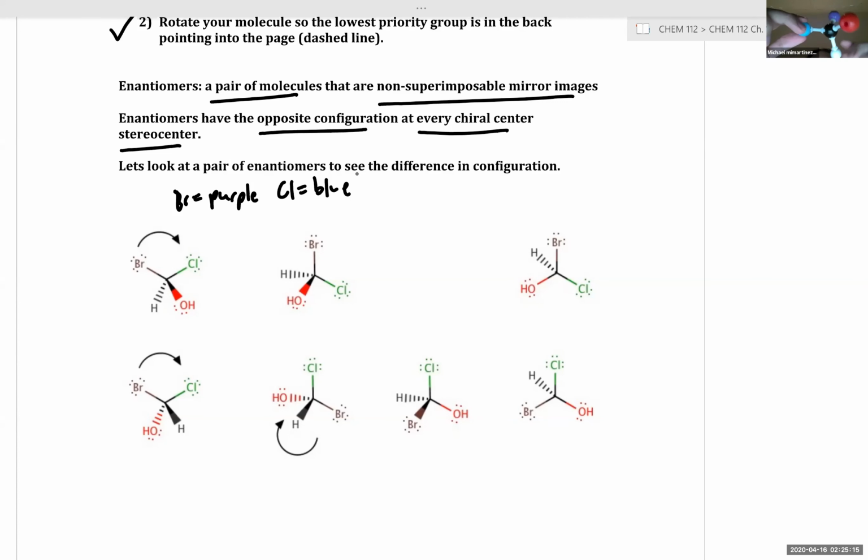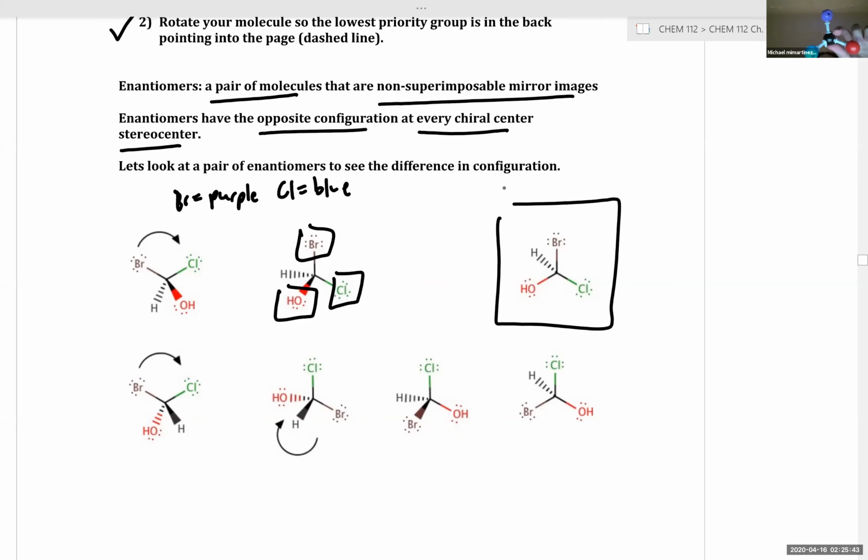So we started off with our view like so. And what we're going to do is bring our bromine up top. So we started off with this, and all we did was tilt it so our bromine's up top. Now we just draw what we see. So our bromine's on top, our chlorine's on the right, our OH is pointing out. So here's one enantiomer.